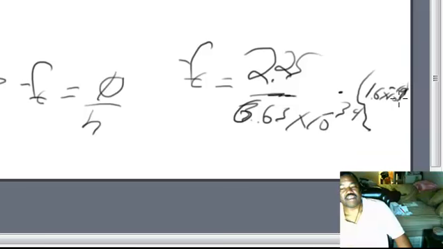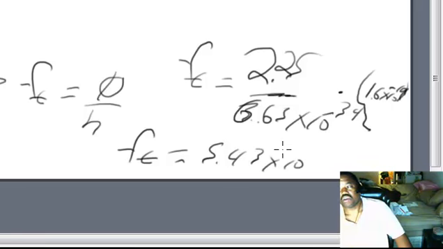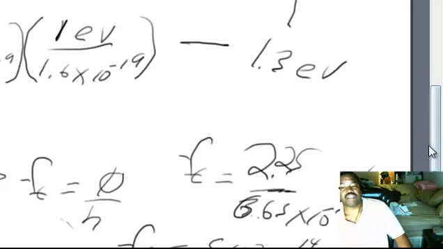I know that got a little messy, but I had to sneak it in there so you can see where we were going. Therefore, your threshold frequency turns out to be 5.43 times 10 to the 14 hertz. While I'm here, I'm going to go ahead and clear the page.